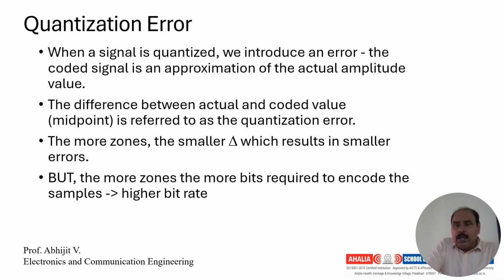What is quantization error? When you quantize, you are not getting the exact value. You are taking some midpoint, and from there is a deviation. That deviation is a distortion, and the distortion is called quantization error. So when a signal is quantized, we are introducing a kind of error. The coded signal is an approximation of the actual amplitude value. The difference between the actual and the coded value is called the quantization error. The smaller the step size, the lesser the errors.